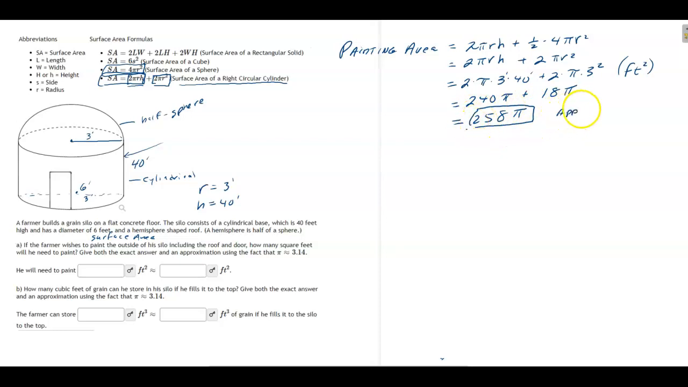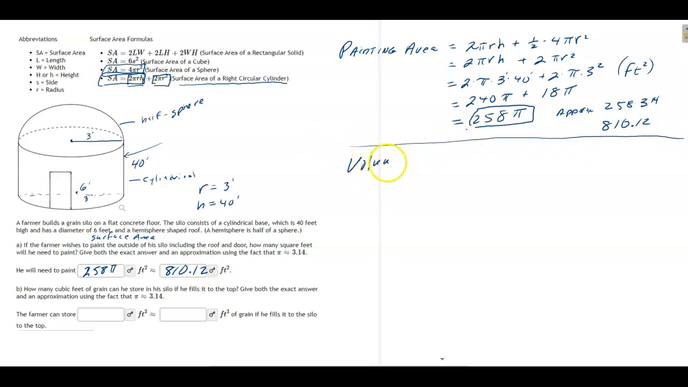Our approximation is when we plug in 3.14 for pi. So that gives us 810.12. So there are our two answers. 258 pi, which wouldn't really be very practical leaving it in that form, so we'll approximate it as 810.12. I think reasonably we'd round that off to 810, or even say about 800 square feet, or you could round it up to 1,000 depending on how you want to calculate that paint. So that's our painting area.